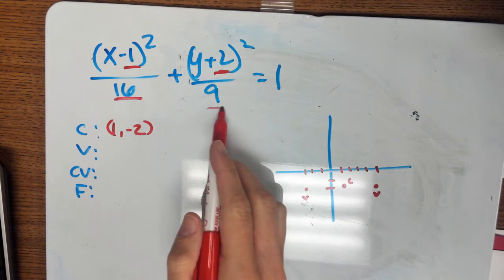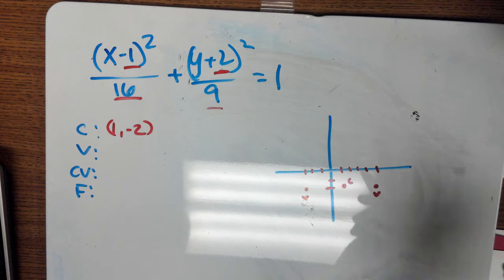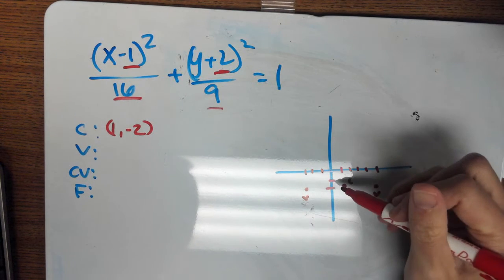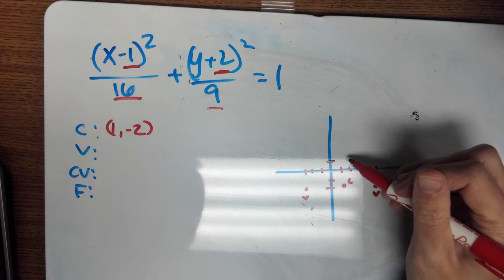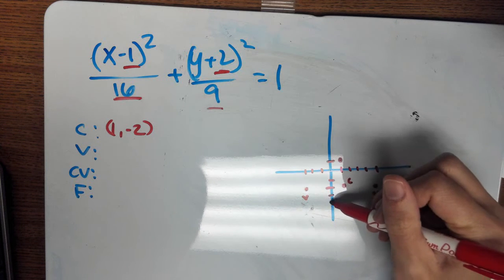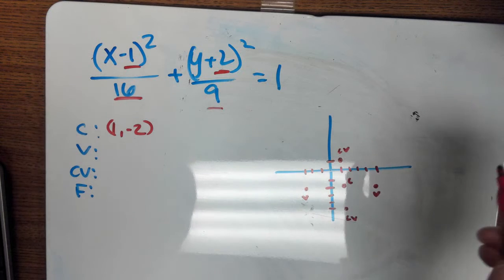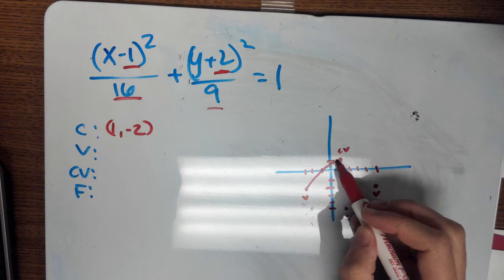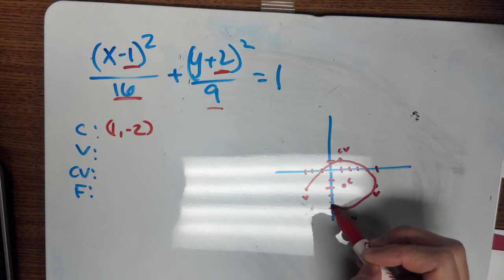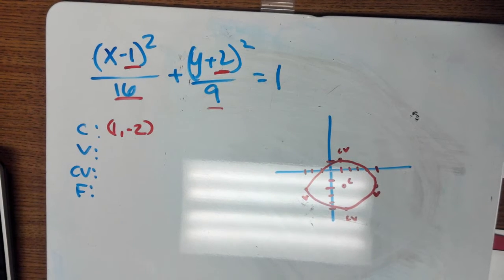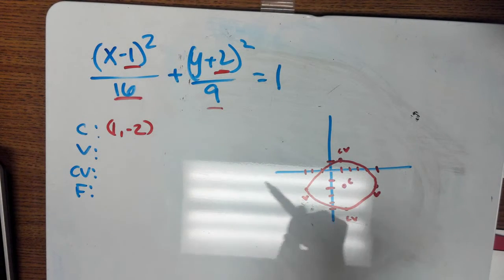Then the number under y, which is 9, means I'm going to square root that, and I'm going to move in the y direction, or vertically, 3 units. 1, 2, 3, and those are my co-vertices, and that graphs my ellipse. So that's my ellipse.